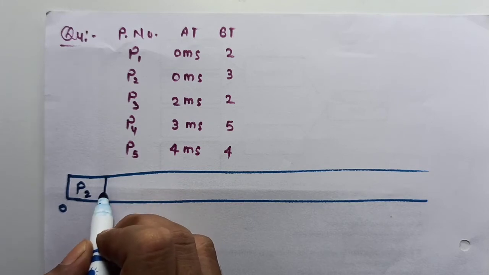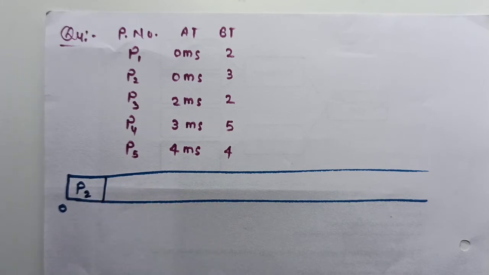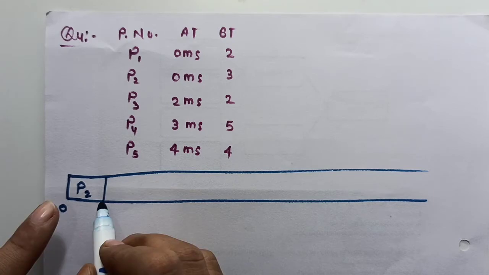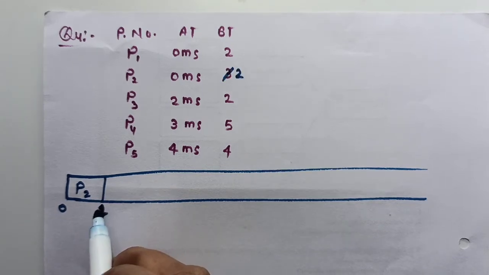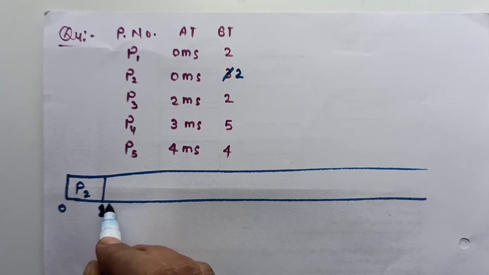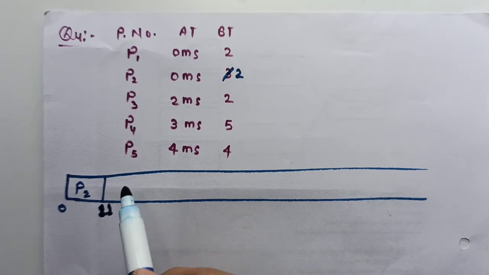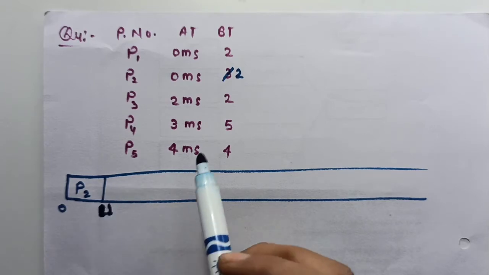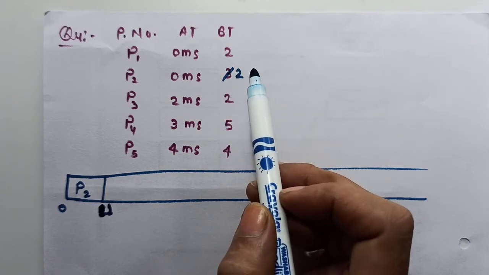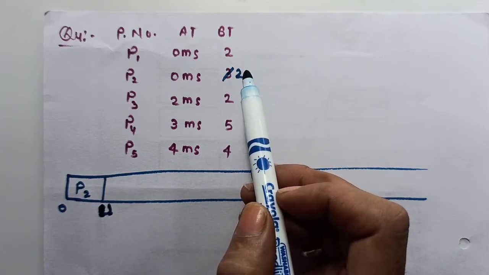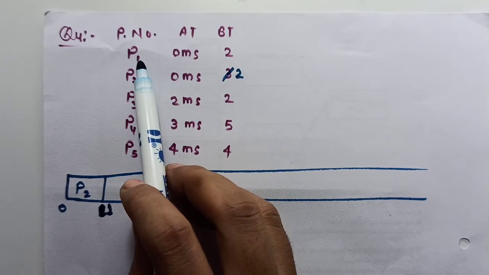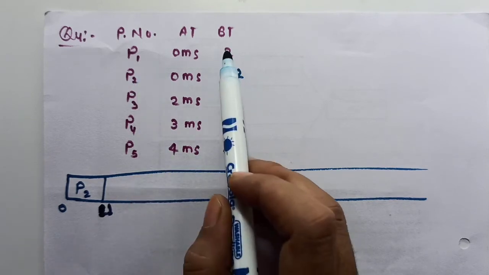Once this process P2 is allocated to the CPU, how much time will it execute in the CPU? It will execute for 1 unit. See why? Because at time 1, the process which is available in the CPU and the process which is waiting in the ready queue, they both are having the same burst unit.